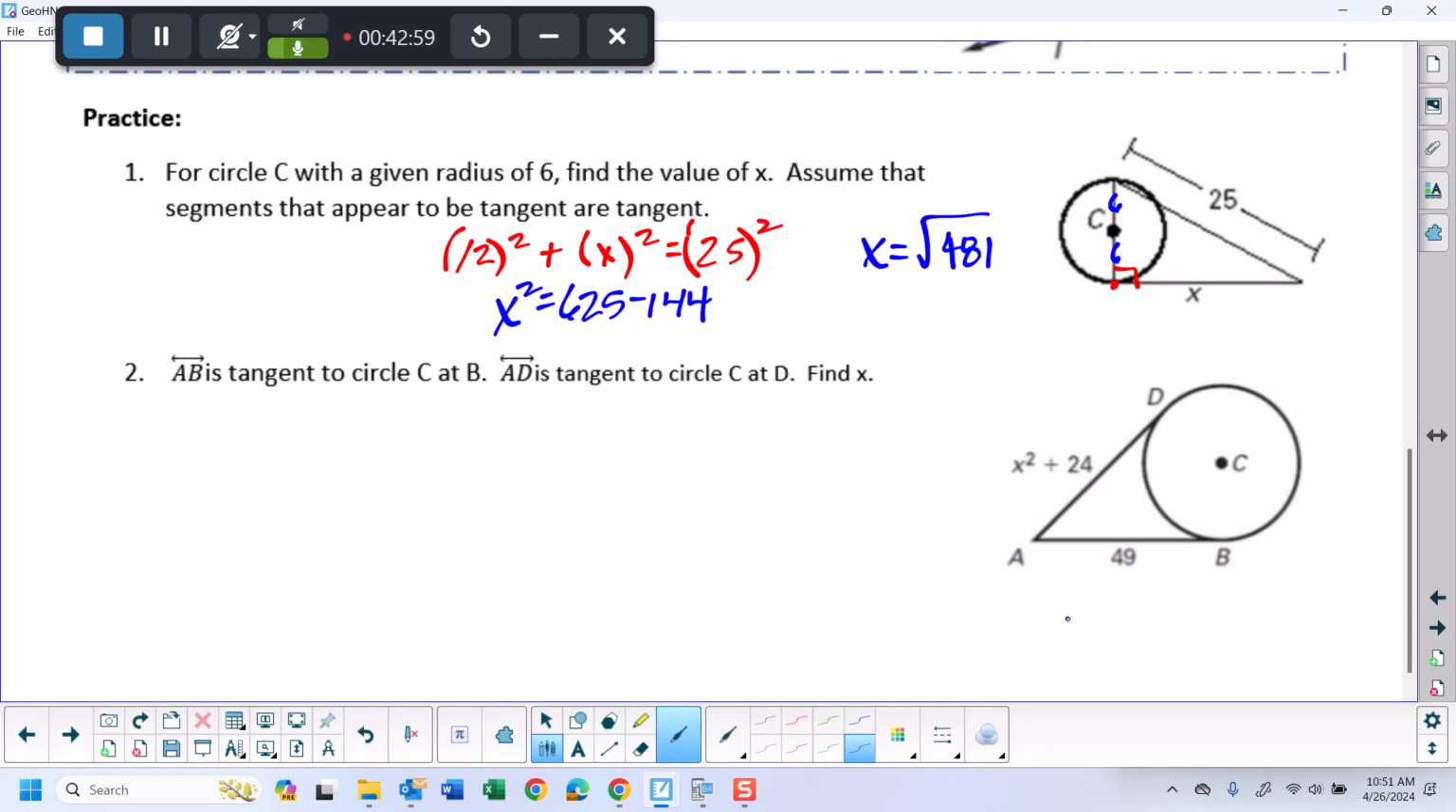Line segment AB is tangent to circle C at B. That's what I needed to know. I love it. Line AD is tangent to circle C at D. Got it. If I want to find x, what do I do? Set up an equation, because both of these tangents from an external point, I know that they are going to be congruent since they're both tangent from A to the circle. So both of those are going to have the same value.